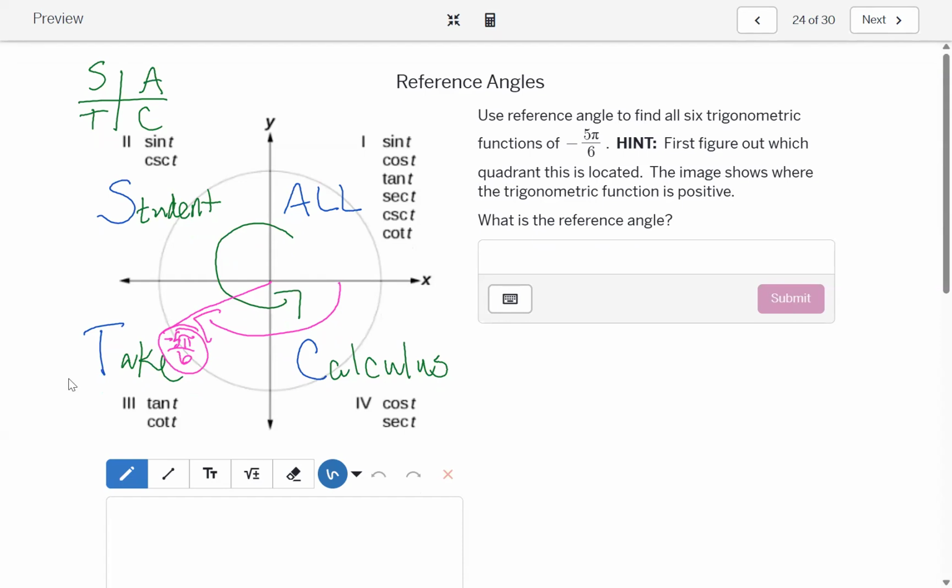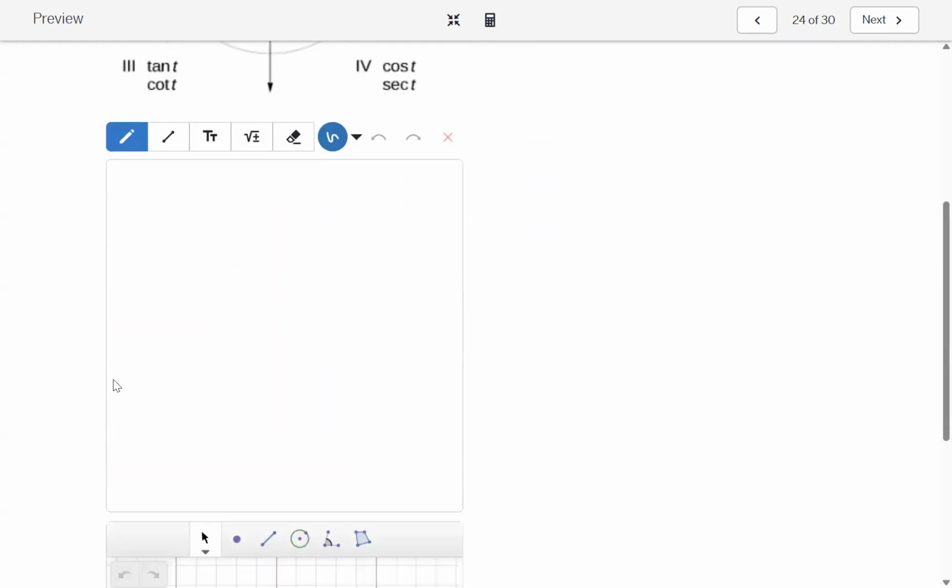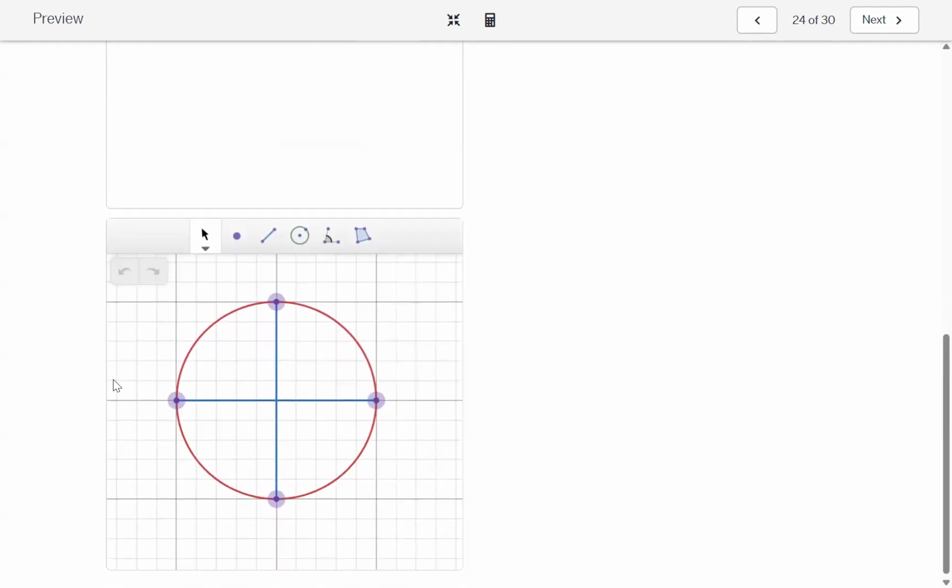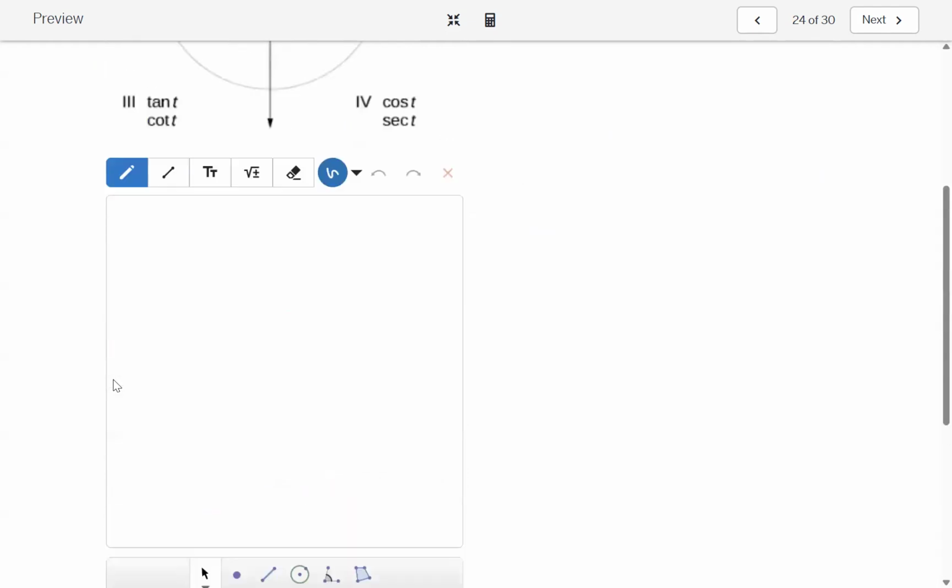But before we do that, I need to clear the screen. Otherwise, my doodles are going to get in the way. Is anyone still writing what I wrote up there? So we clear that out. All right.